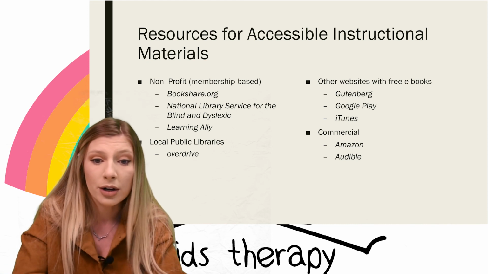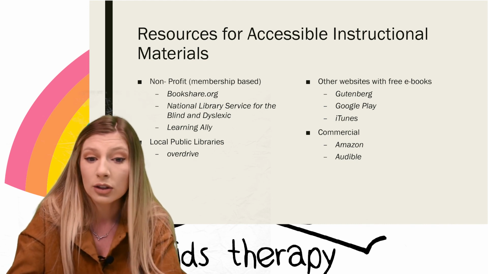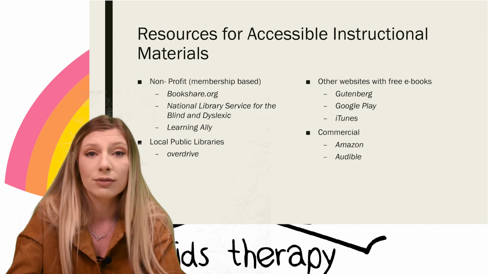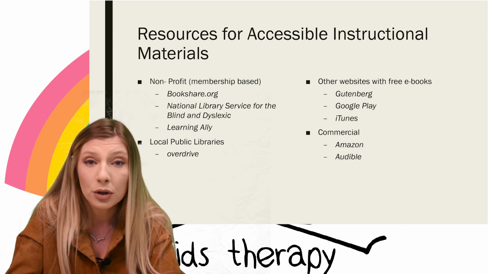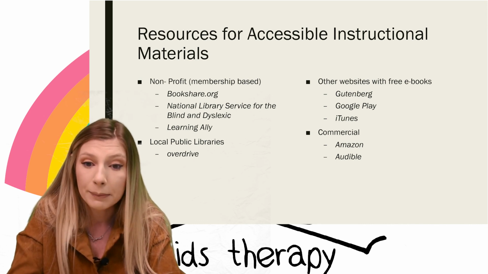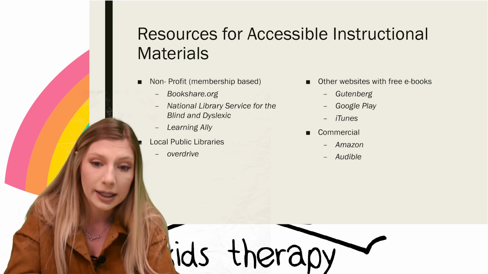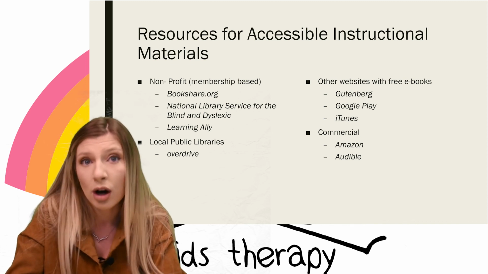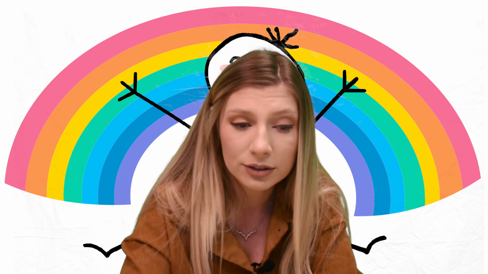The National Library Service for the Blind and the Dyslexic, Learning Ally. Public libraries have Overdrive, which is an audio book rental system. Then you can use Google Play, iTunes, Gutenberg, Amazon, and Audible as well. So that's it. That's assistive technology, kind of in a very quick overlook on it. I encourage everybody to research it and look more into it. I think it's very interesting, and there's a lot of resources out there that can help our kids if we were more educated on these things.